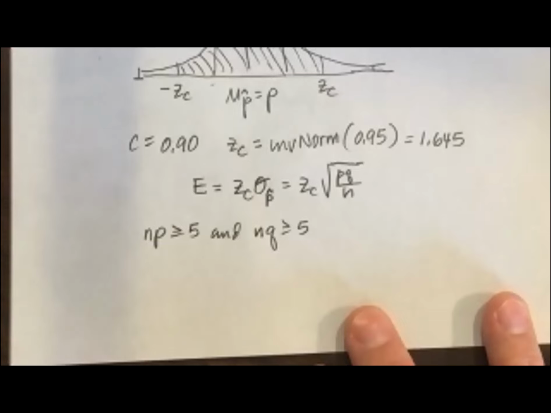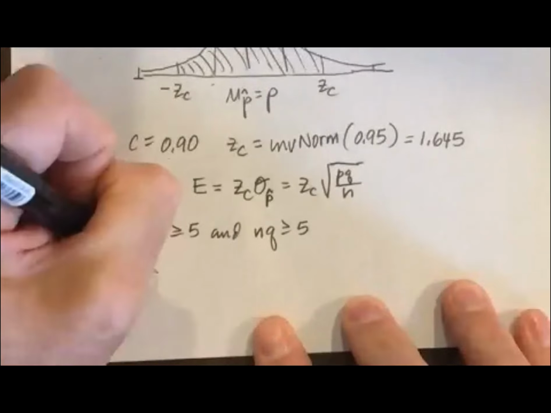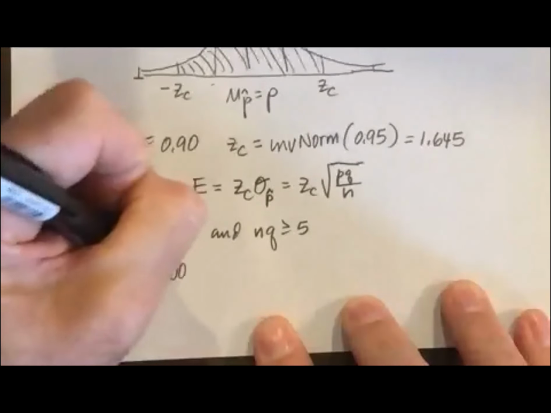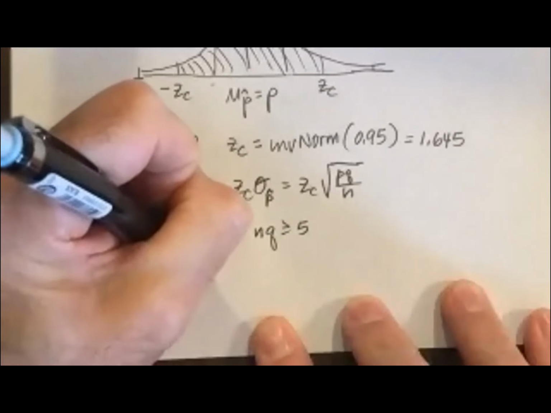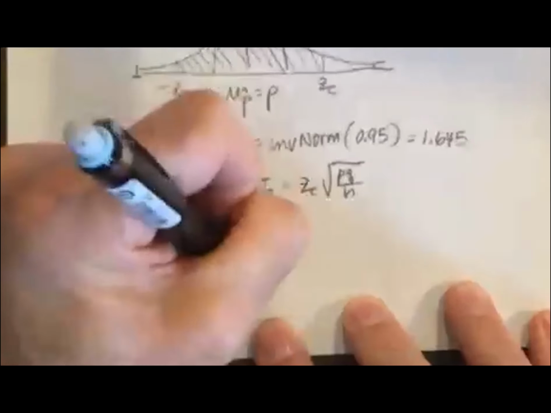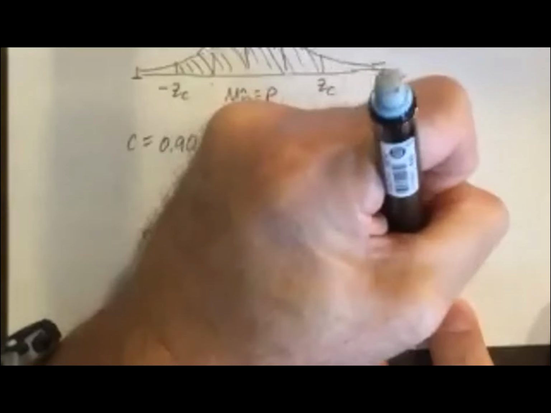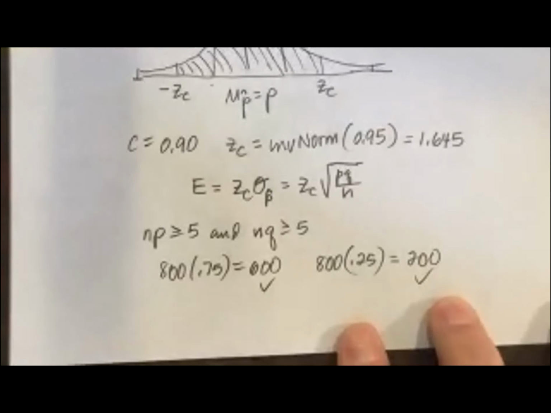Okay, there we go. So in our case, we sampled 800 people. The population proportion was 75%. So 75% of 800 is 600, clearly bigger than 5. And the chance of failure, 25%. So 25% of 800 is 200, also bigger than 5. So it's okay to use the normal distribution to approximate our margin of error.